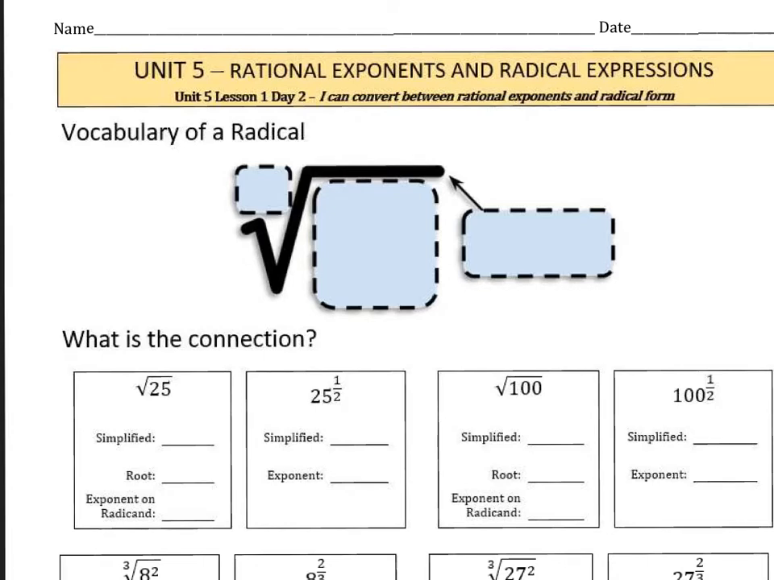For this first box right here, this is our index. That's just like square root, cubed root, fourth root, fifth root. This big box on the inside is called the radicand. Whatever number you're taking the root of is your radicand. And the last part, this is a radical symbol.